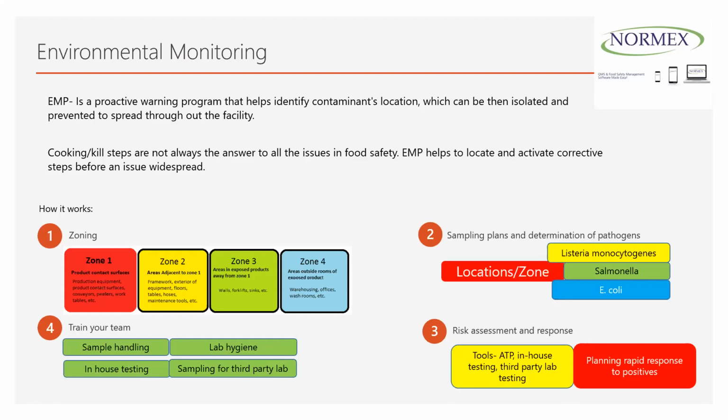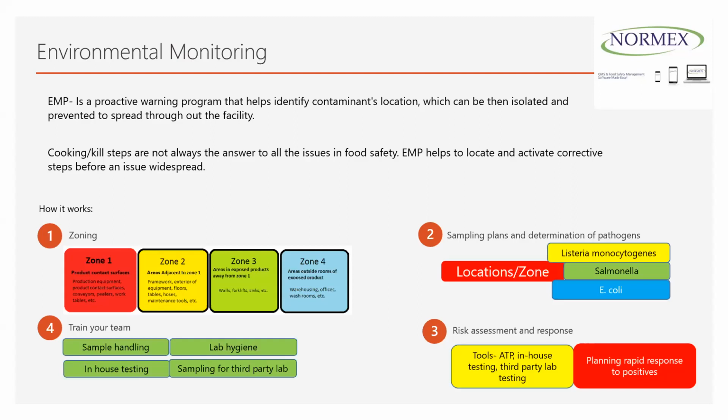So response is planning a rapid response to positives. Planning a rapid response is like, what would you do if you get a positive result the next day of your testing? How will you isolate it? How will you have those red hold labels ready to put on the entire lot that has been found to be contaminated? Then how will you sample some of the product from that particular lot to say that the first few pallets are infected and the last few pallets are not?